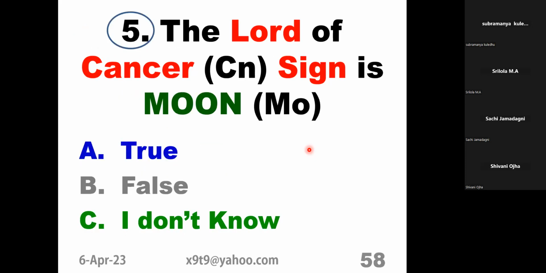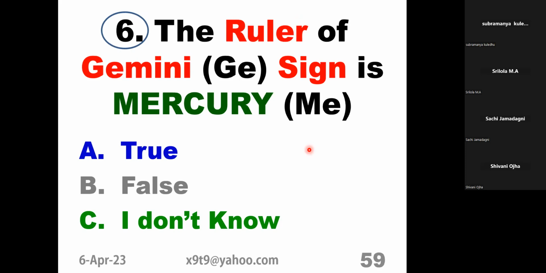Lord of Cancer sign is Moon. Yes, true. Cancer means Kataka. Yes. Ruler of Gemini sign is Mercury. Mercury, yes, true. That is Mithuna. Yes.